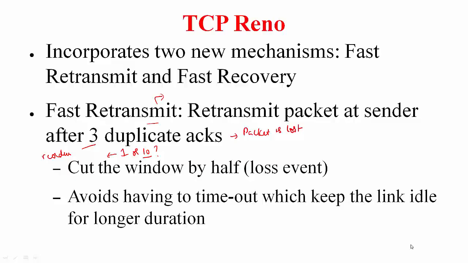So this is more or less like a timeout event. When you receive 3 duplicate acks, you assume that the packet is lost, you retransmit the packet, and you know that the packet is lost due to congestion, thereby you cut the window by half. By the way, this doesn't mean that there are no timeouts. Timeouts are the backup mechanism. So this way you avoid having to time out, which keeps the link idle for a longer duration. Now you're acting much faster.